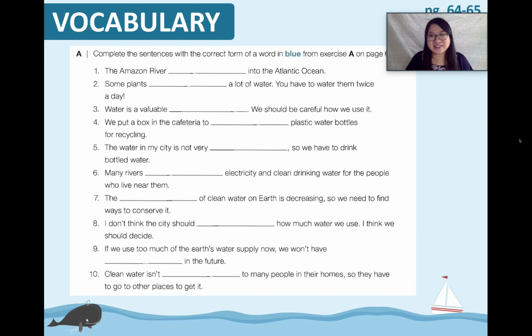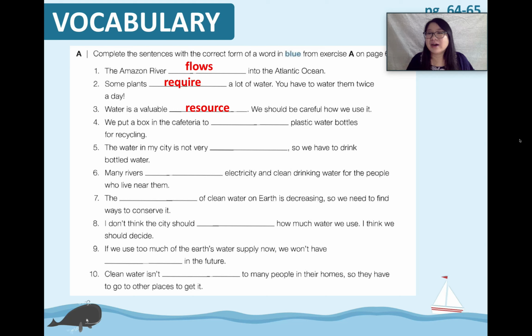Let's check your answers. Number 1, the Amazon River flows into the Atlantic Ocean. Actually, we also use the word flow to talk about rap music. So if they have a very long section where they're talking smoothly, we call that a flow. Okay, number 2, some plants require a lot of water. You have to water them twice a day. 3, water is a valuable resource. We should be careful how we use it.